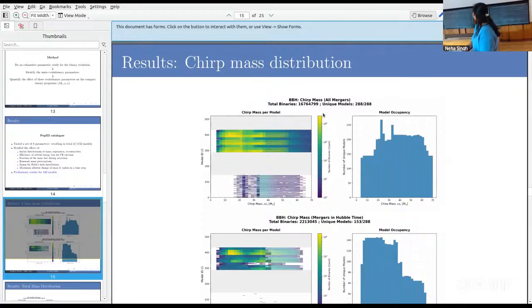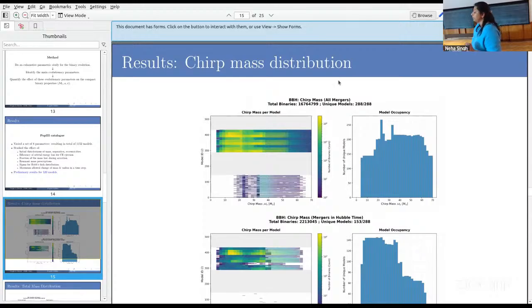On the right plot, what I show is model occupancy. What I mean by this is, suppose you have a model. Does that model produce a binary of chirp mass 70, say? Then it is counted as 1 here. So essentially, a binary with chirp mass of 70 is predicted by 150 models out of the 500 that we had. And the binaries with chirp mass between 20 to 30 are produced by more than 250 models.